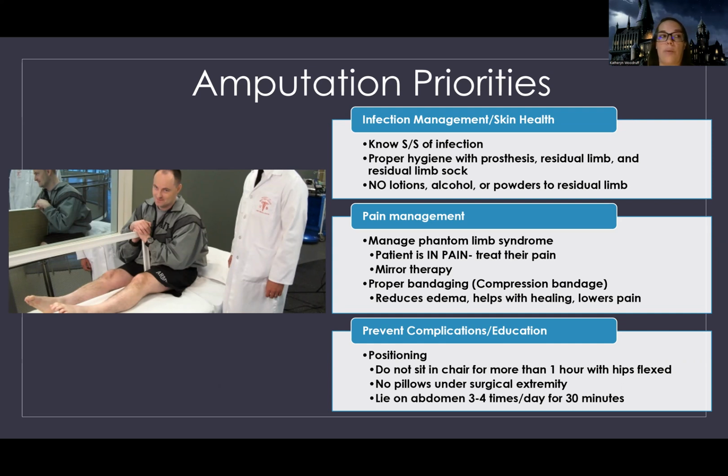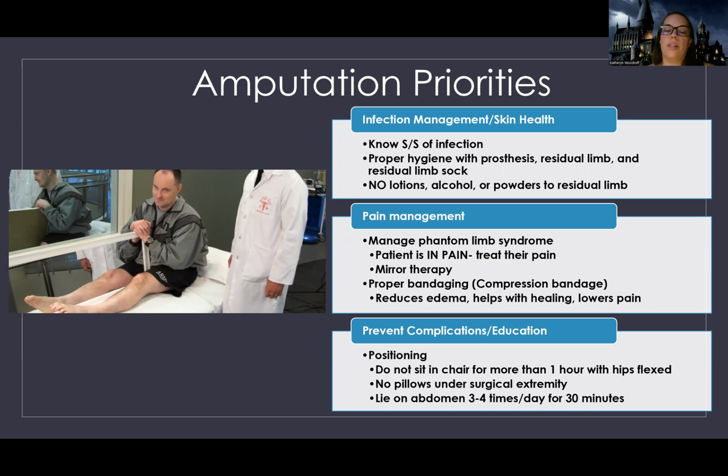With some patients, we try to take as little of their leg as we can, but sometimes progressively we have to take more and more, especially if they're not keeping up with their hygiene practices, etc. So we want to teach them the signs and symptoms of infection. We want to teach them proper hygiene of their prosthesis, their residual limb, and their limb sock as well. How to care for that to prevent more infection.